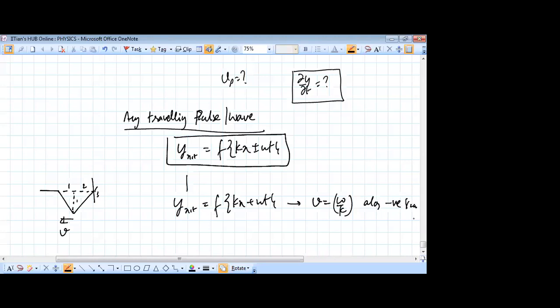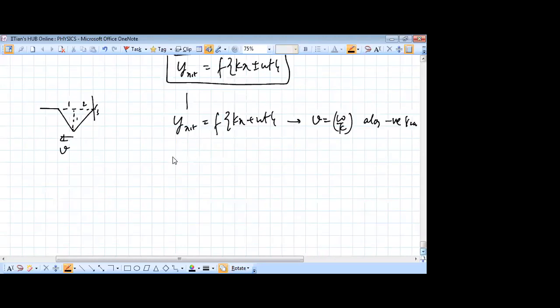Okay. So for this, the particle velocity at any point is basically del y by del t. So differentiate this partially with respect to time. You will get omega times the derivative of this function of kx plus omega t. This is the particle velocity at any x at any time t.